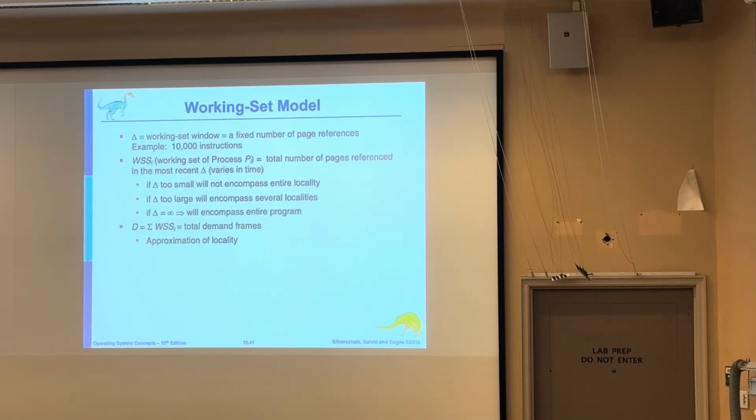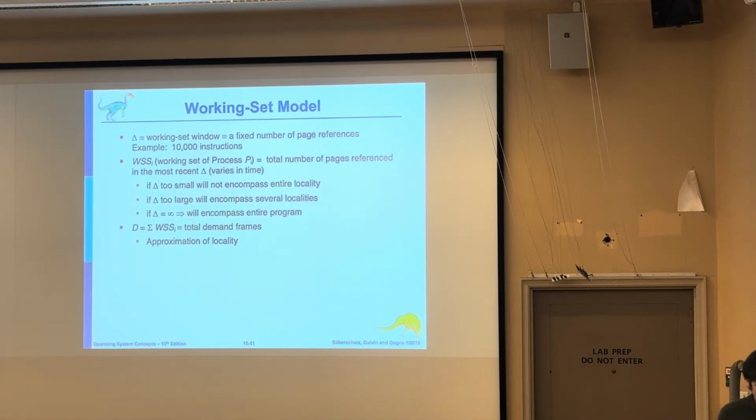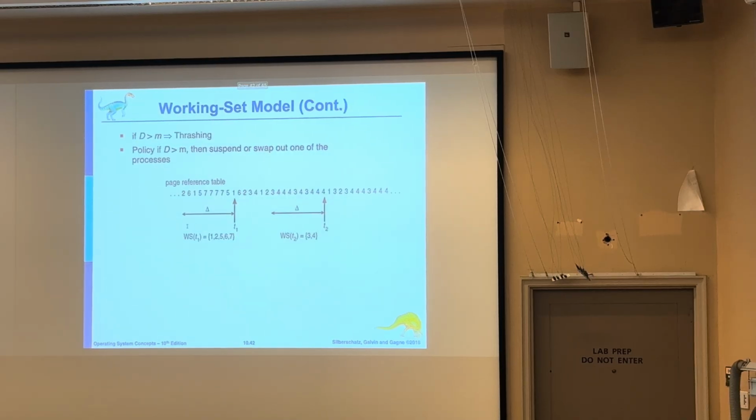If this working set window is too small, it does not contain the entire locality. If it's too large, it will contain multiple localities. If it's infinite, it will include the entire program. So this D is the total demand frames, an approximation of locality. It's saying that at any point in time, what is the largest amount of memory that you need?